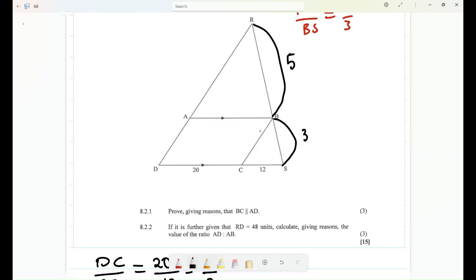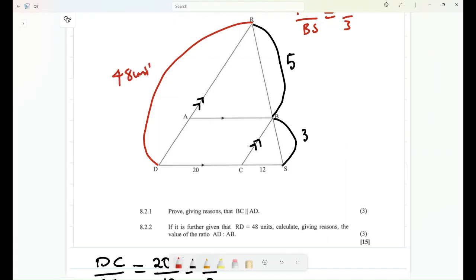to our sketch. Allow me to use two arrows. It is the same as this one again. So yes, now it is further given that RD is equal to 48 units. RD is 48. This one is the exact unit.